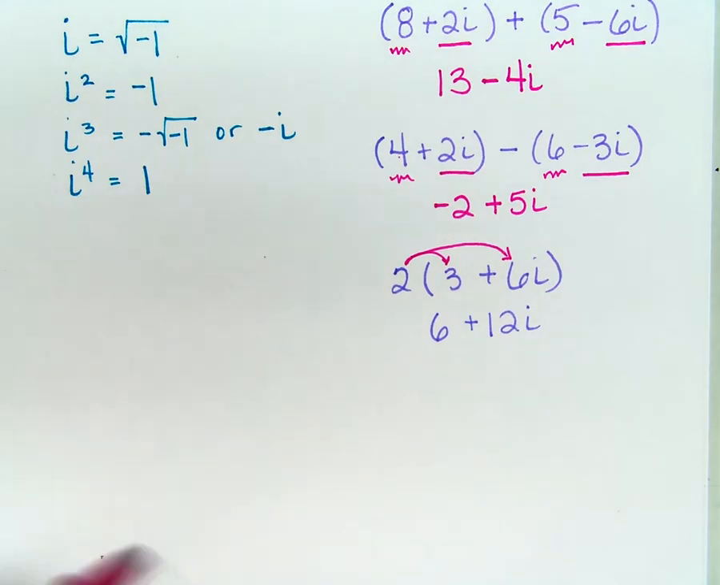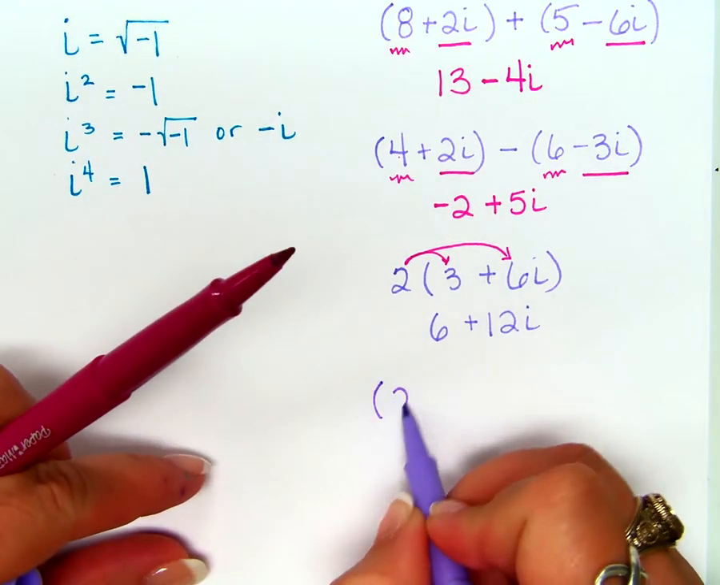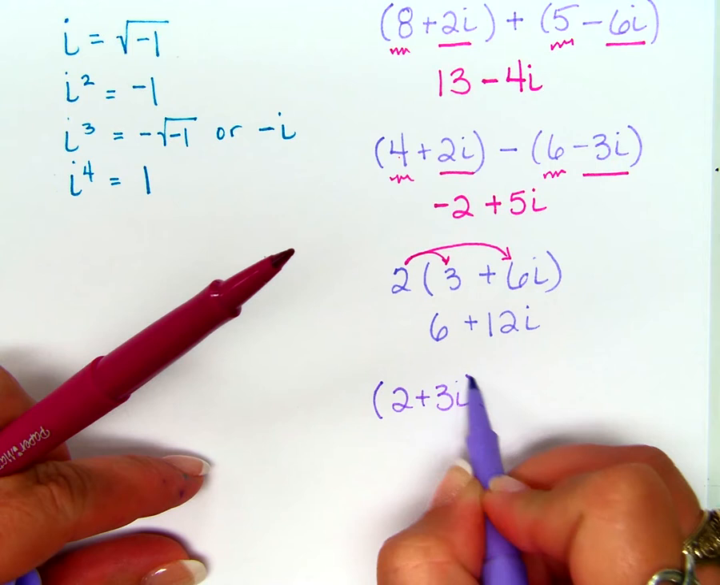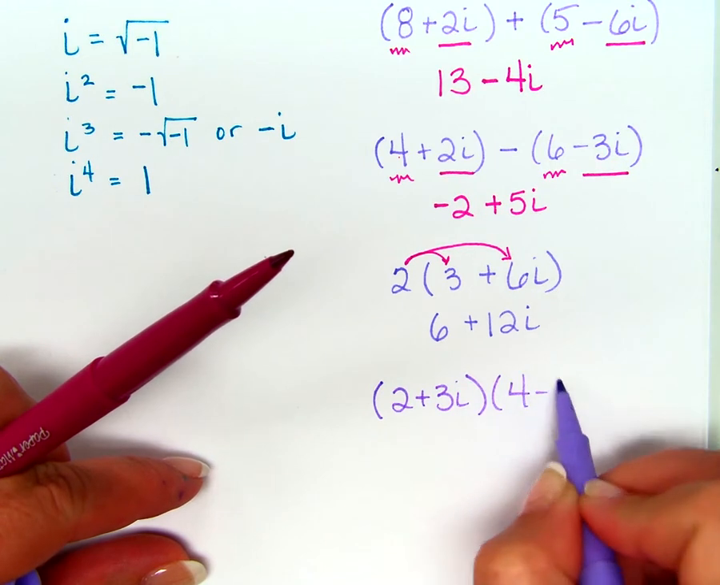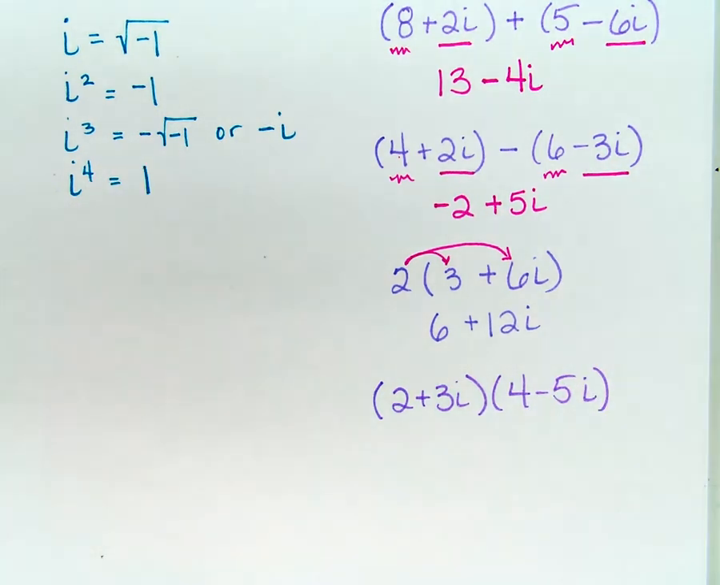We should also be able to do something like complex number times complex number. Right?